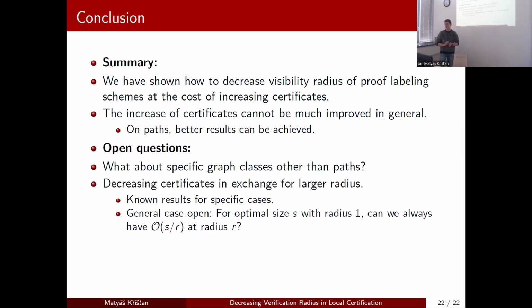But what is a long-standing open problem is a bit different question. What if we have a proof labeling scheme and we want to decrease the certificate size at the cost of expanding the radius? This doesn't connect with this much, actually. The results do not transfer. It is solved, for example, on grids and on trees, but it is open in general.